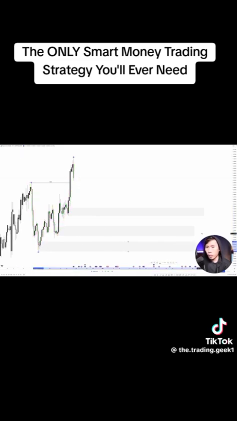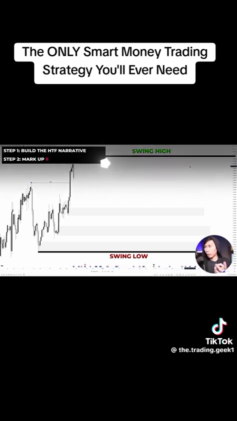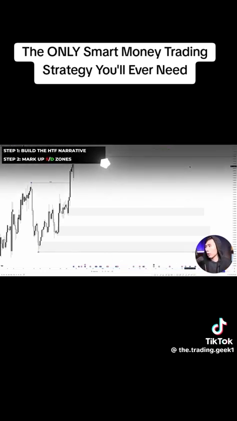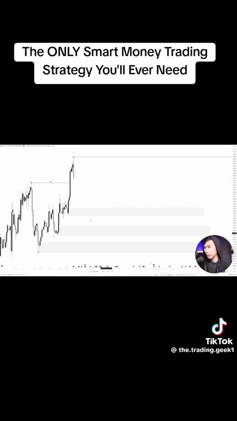So now we got 3 demand zones in place right here, and we know that right now we are playing within this swing range, right? This is our swing low, and then this is our swing high. So step 1 is done. Step 2 is also pretty much done because we have already marked up our demand zones, and we know that in a bullish uptrend, we want to trade from demand zones. And the next thing you can potentially do is to set alerts at the edge of these zones right here.